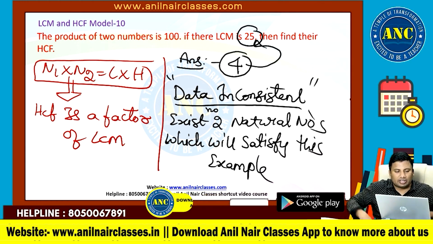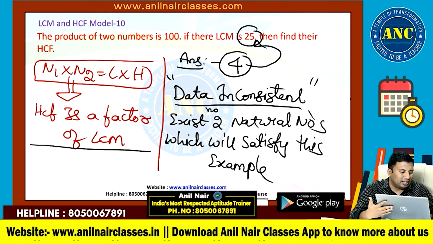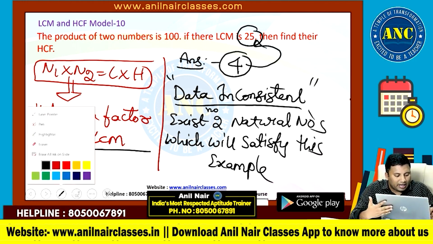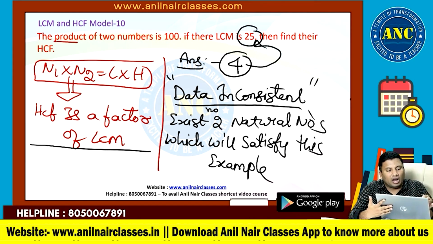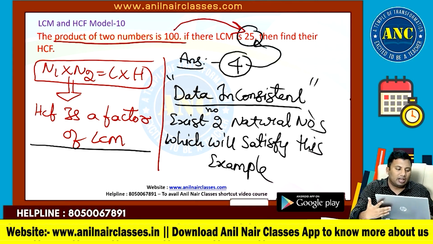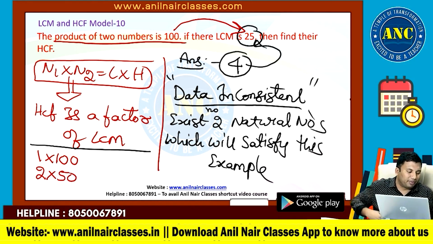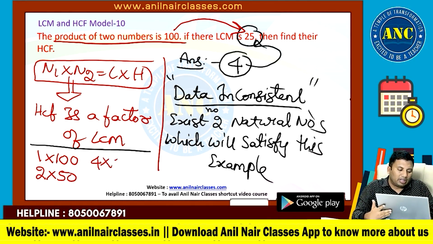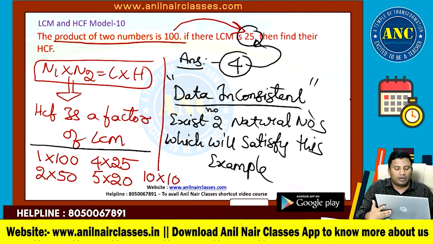Why will it be data inconsistent? There cannot be two natural numbers whose product is 100 and LCM 25. If I take 1 into 100, LCM cannot be 25. 2 into 50, LCM cannot be 25. 4 into 25, it cannot be 25. 5 into 20, it cannot be 25. 10 into 10, it cannot be 25.